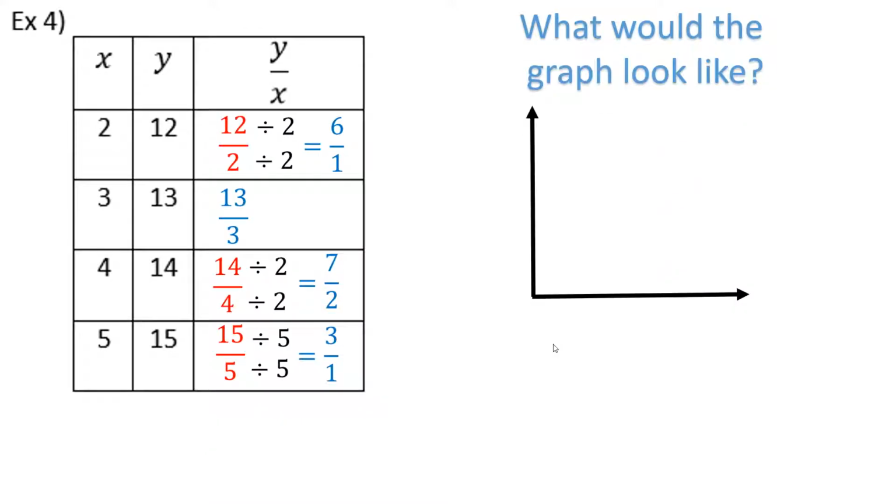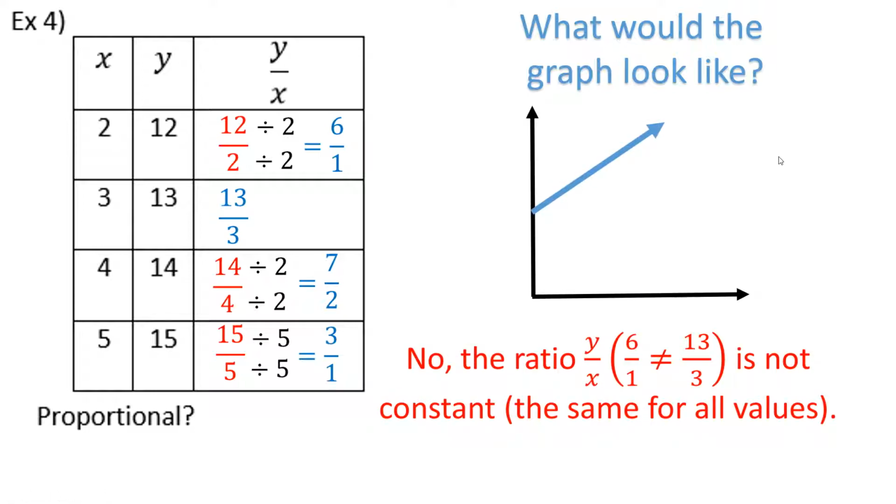So if you think about the graph, you look at this, you'd think maybe the graph is all over the place, but in reality, it would be a straight line that just does not go through the origin. So this is not proportional because it looks like this, and we don't have the graph, so we're looking at the table. So our reasoning is the ratio y over x is not constant. It is not a constant of proportionality, meaning it is not the same for all values.